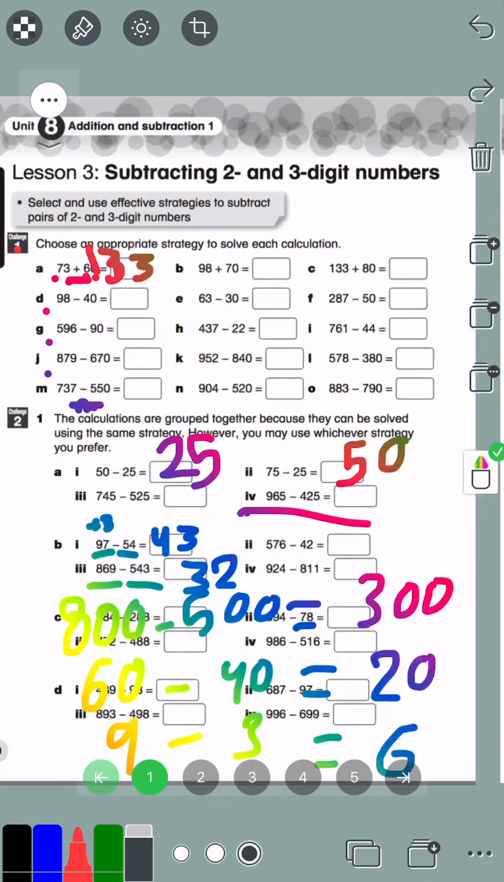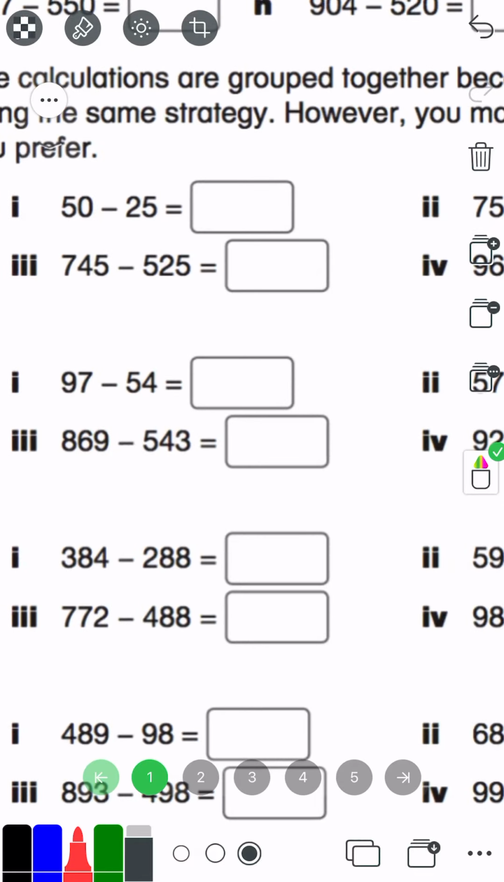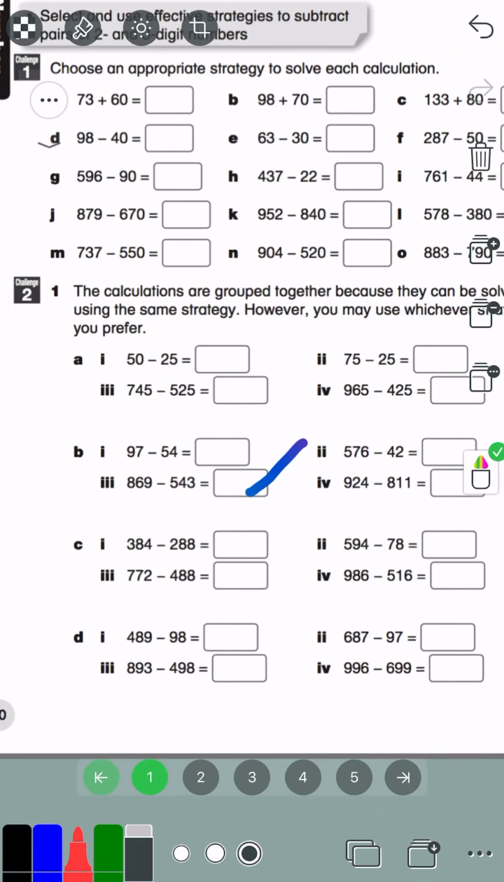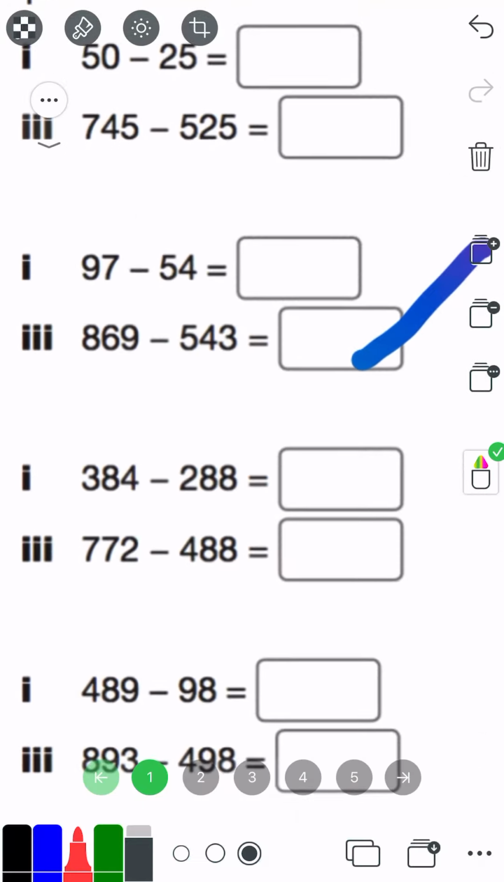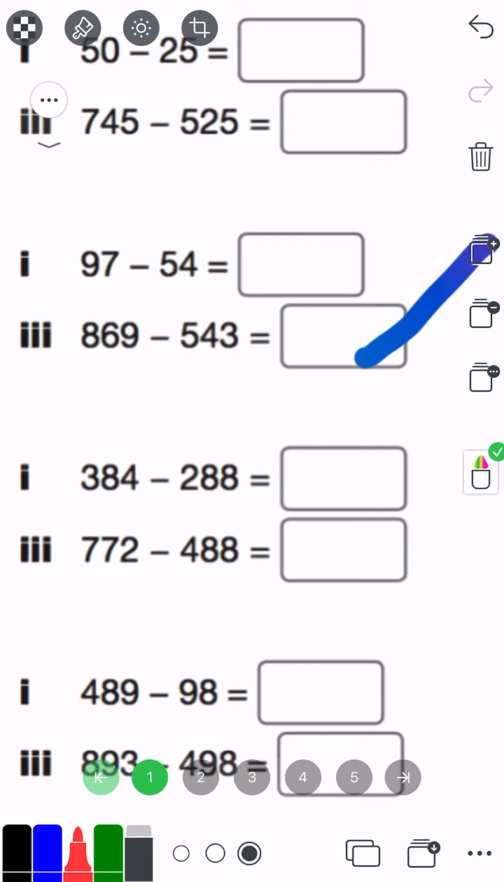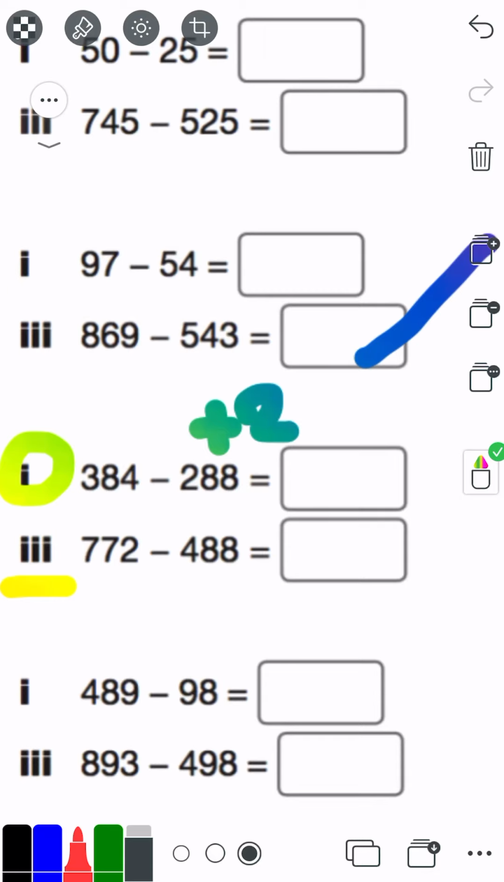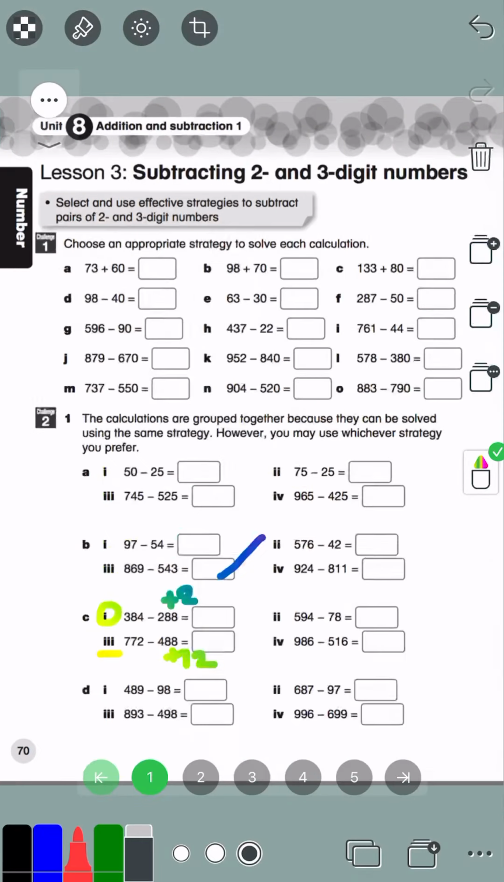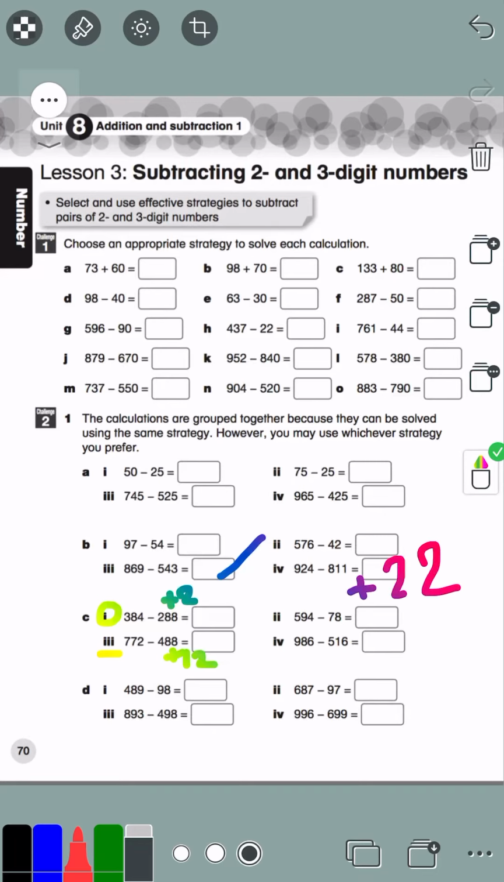Now, in the other questions, here we can do the compensation in C. We add to the second number whatever makes it become 100. In this one, the first one, and this one, the third one, you add 2, then add 2 to the answer. We add 12, then add 12 to the answer. And here we add, let's say, 22, then we add 22 to the answer. Here we subtract 16, and we subtract 16 from the answer.